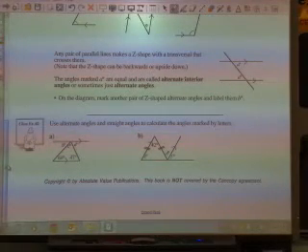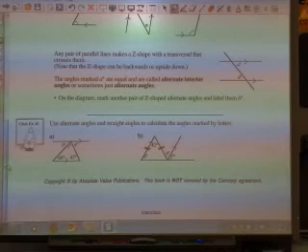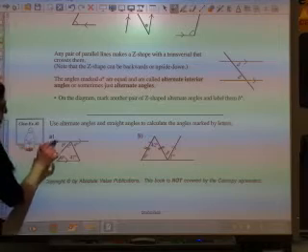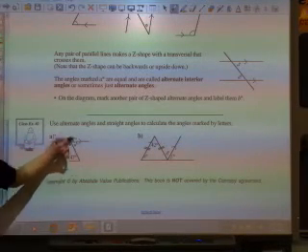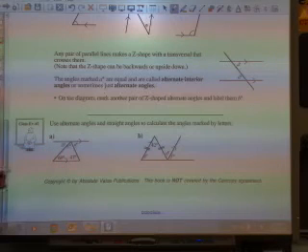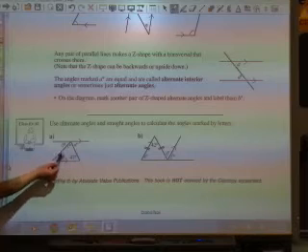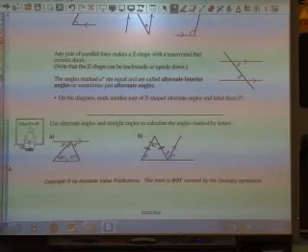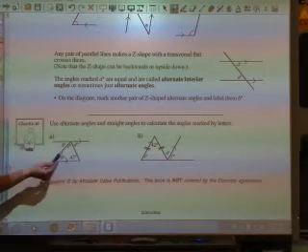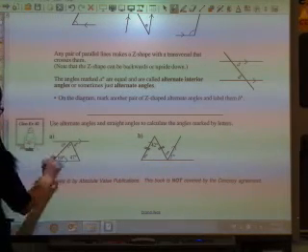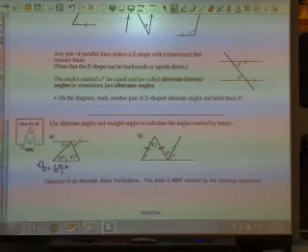So if I look at class example number 2, alternate interior angles. So if these are my parallel lines, and this is my transversal, alternate means that they're on opposite sides of the transversal. So which angle is alternate to 69 degrees? Yes. So angle B would equal 69 degrees.